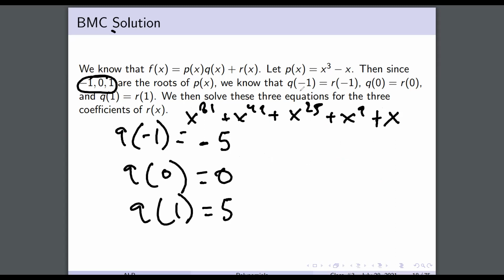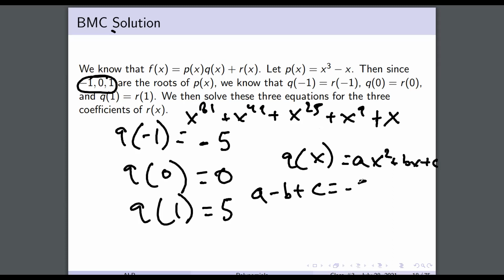Now, since we remember that the degree of r of x will be less than what the degree of p of x was, we know that q of x will be at most at degree 2. So we can write this as ax squared plus bx plus c. So now, if we plug -1, 0, and 1 in as x, we get 3 equations. We get a minus b plus c equals -5.